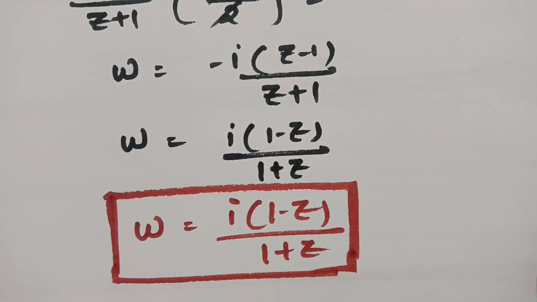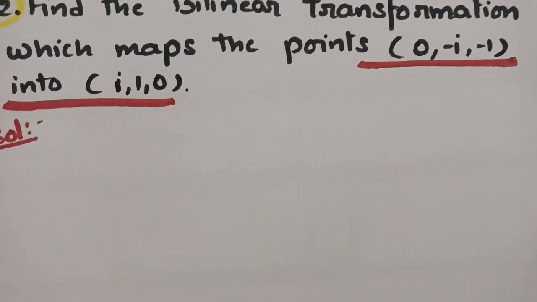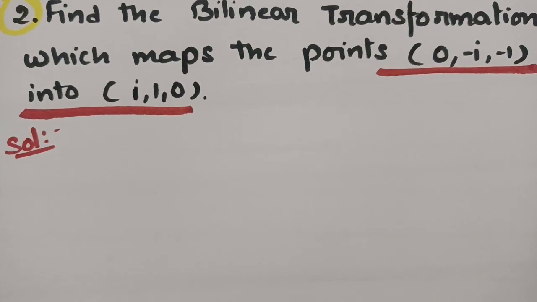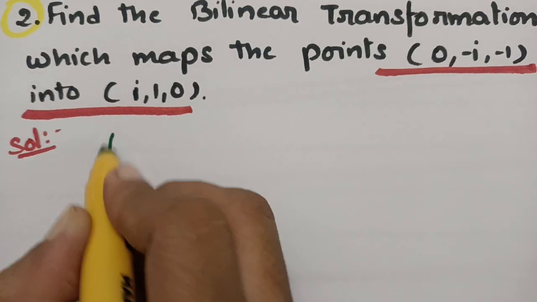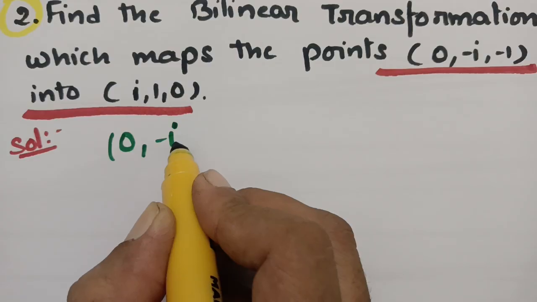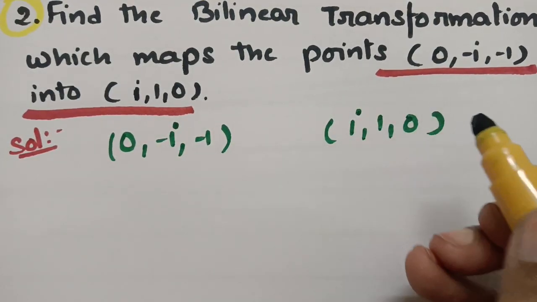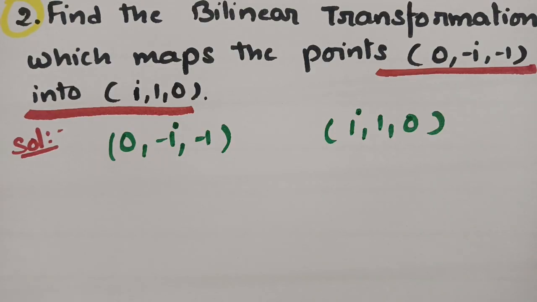And the next question here is also so simple, so easy. Find the bilinear transformation which maps the points 0, minus 1, minus i onto i, 1, 0. See here, the first points are given as 0, minus i and minus 1, and this is i, this is 1 and 0.